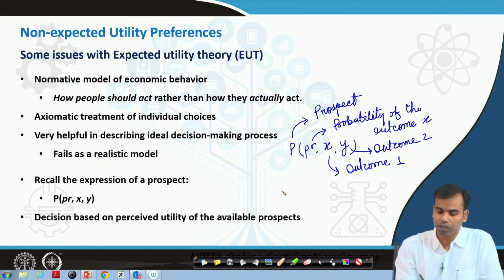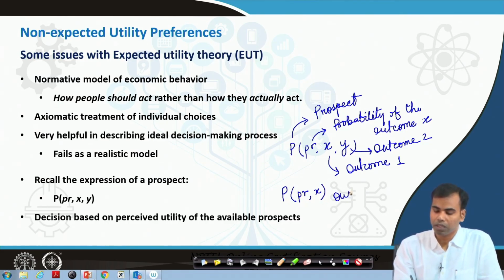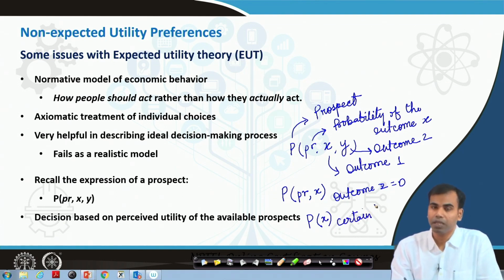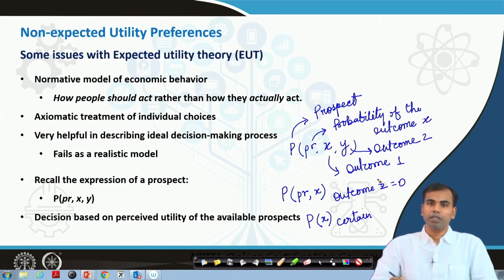If we denote it in a way where there is no outcome 2, which means the prospect is given as probability and outcome x, which means in this case outcome 2 is basically 0, and if the prospect is denoted as p of x, this is a certain outcome, which implies that the prospect x has 100% certainty, which means there is no uncertainty involved and you are likely to get it for sure. This is the way we denote different prospects under the expected utility theory framework.